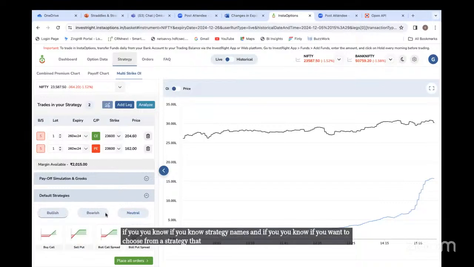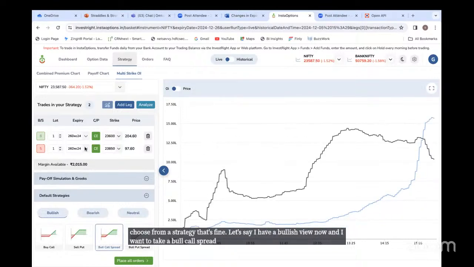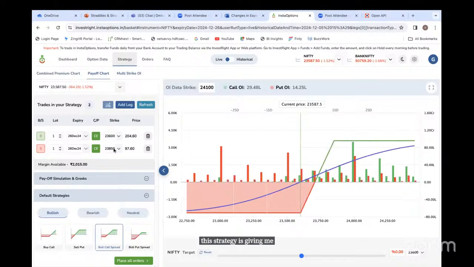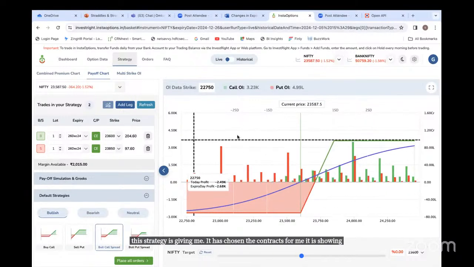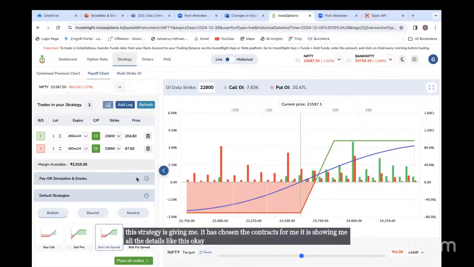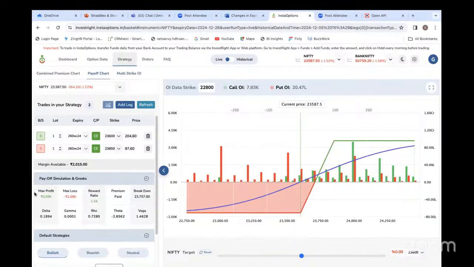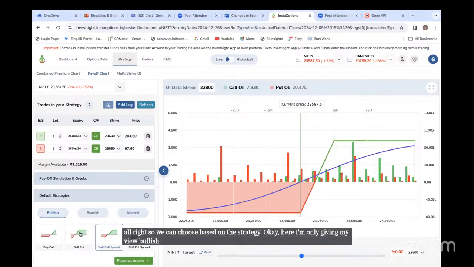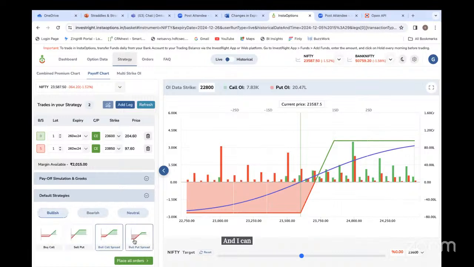Let's say I have a bullish view now and I want to take a bull call spread, so I have chosen that. This strategy has chosen the contracts for me, and it is showing me all the details like this. It is showing me the summary now, right? We can choose to see different sets of data. All right, so we can choose based on the strategy. Here I'm only giving my view, bullish, bearish, or neutral, and I can choose basis on the strategy.